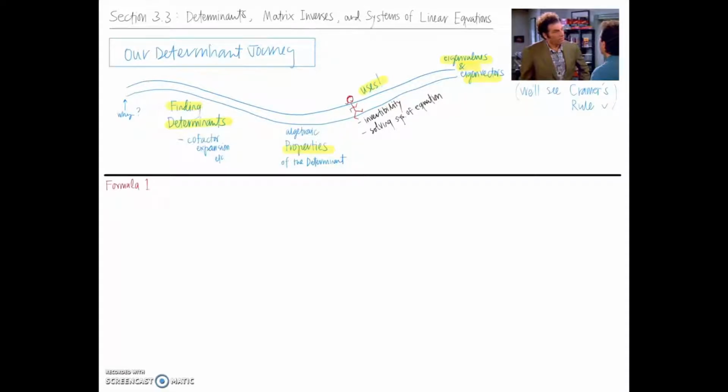So here's how today's going to go. We're first going to talk about an important formula. Then we're going to see a theorem. Then we're going to see another theorem. Then we're going to see a second formula. And then we'll conclude everything.